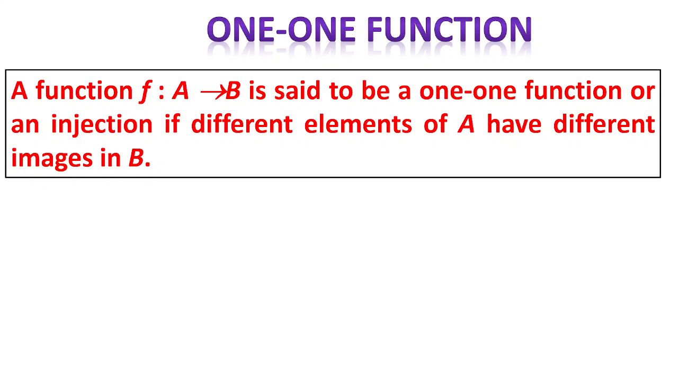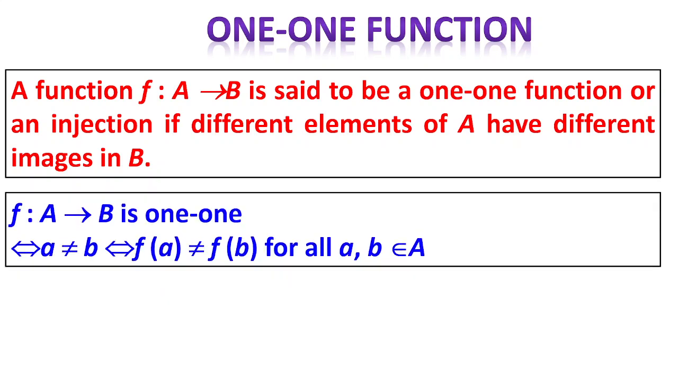A function is said to be 1-to-1 if different elements of A have different images in B. It is also called injection or injective. A function is called injective, or 1-1, if different elements have different images. Every element will have a unique image on the right hand side. If it is 1-1, if a is not equal to b, then the images are also not equal. If the elements are equal, images are equal.